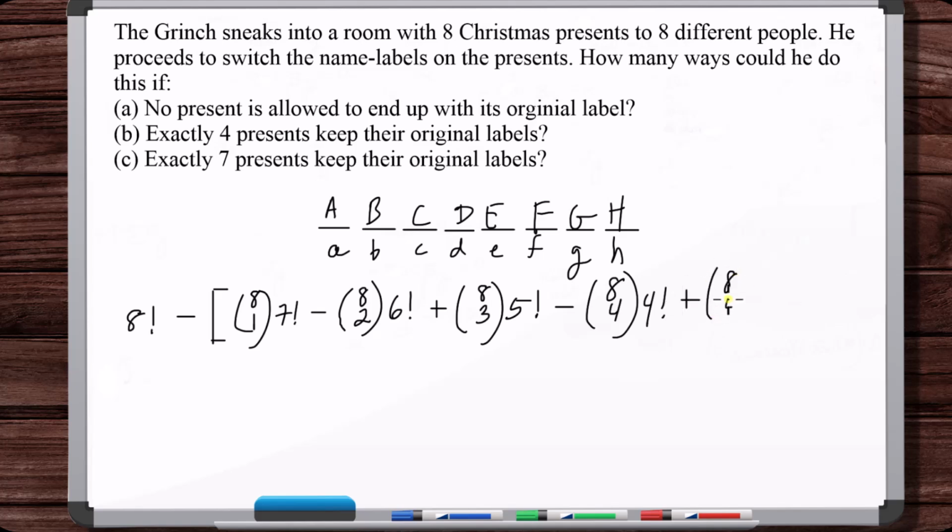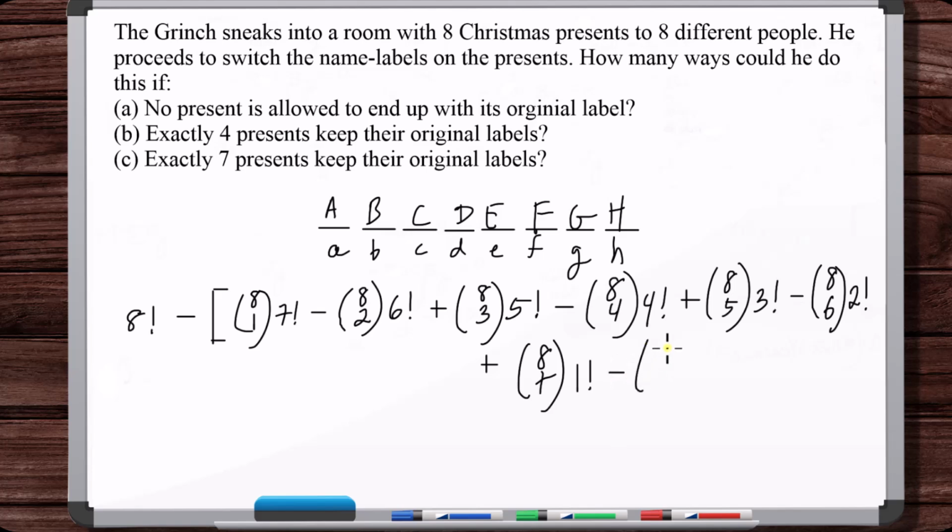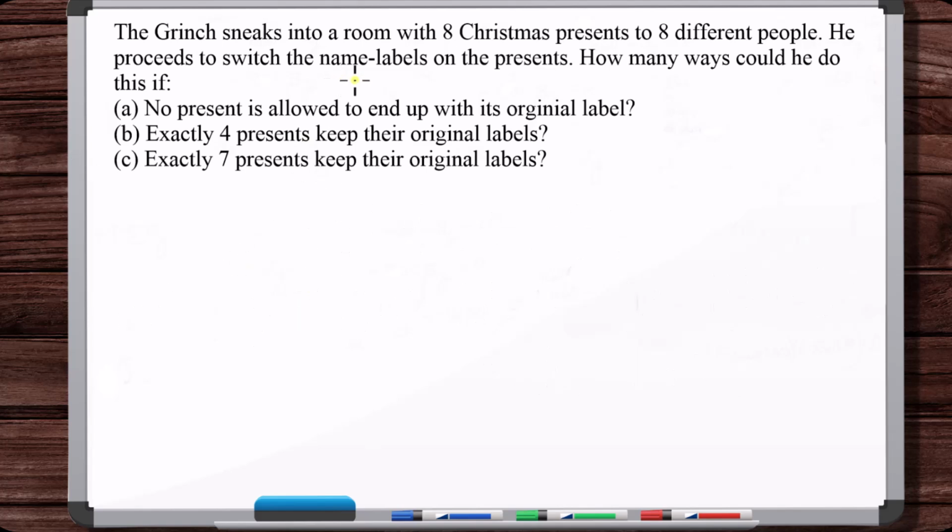Plus... okay, 8 choose 7, 1 factorial, minus 8 choose 8, 0 factorial, and that's it. That's the number of derangements.